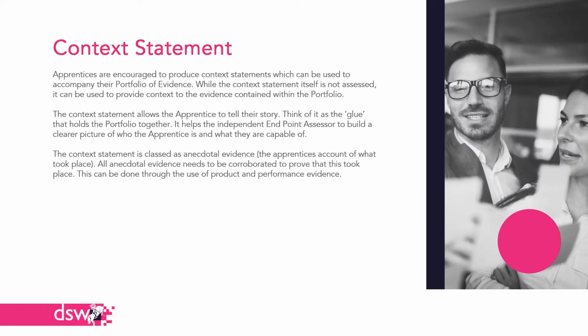Context statement. When we refer to a context statement, we want to know what the apprentice has done in a specific situation, who, what, where, why and when. Really building a picture behind a specific situation, and from there they can pull on pieces of product and performance evidence which demonstrate exactly what they have done in relation to their context statement. It's a great way for apprentices to bring all of their evidence together and give a more rounded picture of what they're capable of. They do need to make sure that they corroborate what they have said in their context statement with evidence, as the statement is purely anecdotal.